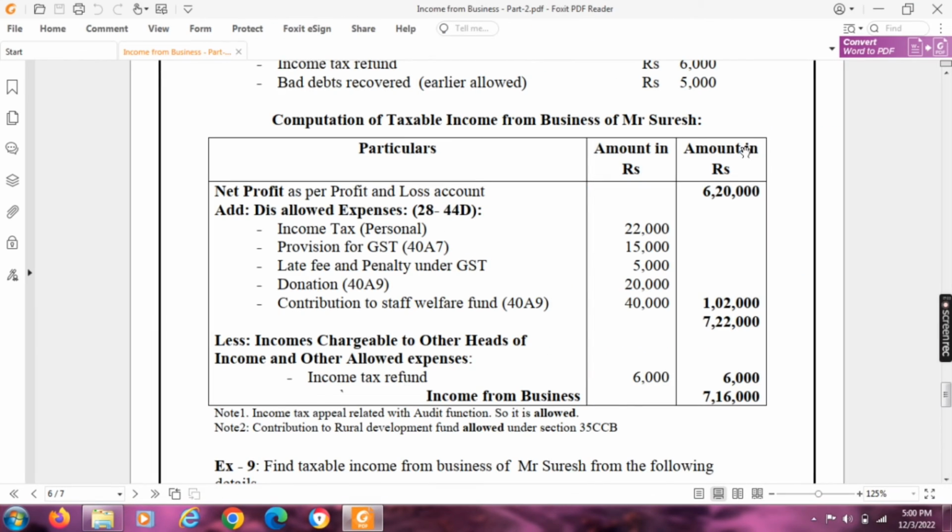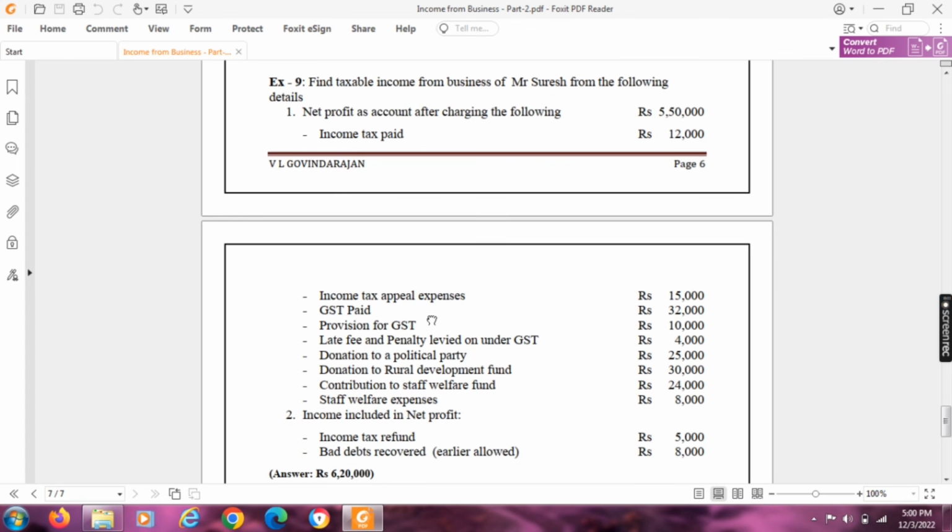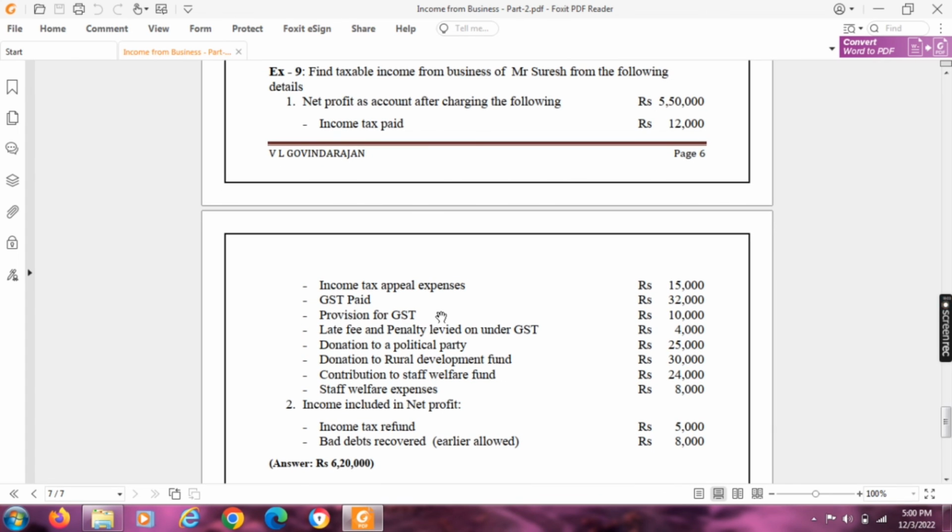Income tax appeal is related to the audit function, so it is allowed. Contribution to rural development fund is allowed under section 35CC. Okay. In the same pattern, the listeners can practice exercise 9 for their easy understanding of income from business. In the next video, we'll see income from profession.